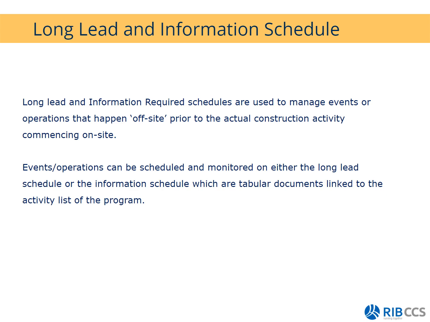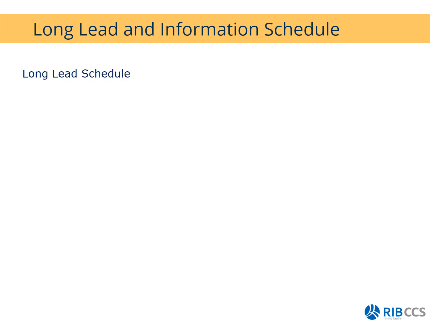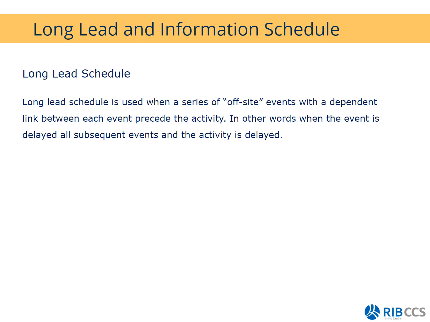Okay, so why do we have a long lead schedule? Why do we have an information schedule? The difference between the two is the following. The long lead is used when a series of offsite events with a dependent link between each other is linked to an activity. That means that if there is a delay on any one of these events, it will affect your activity. So that is a long lead schedule.